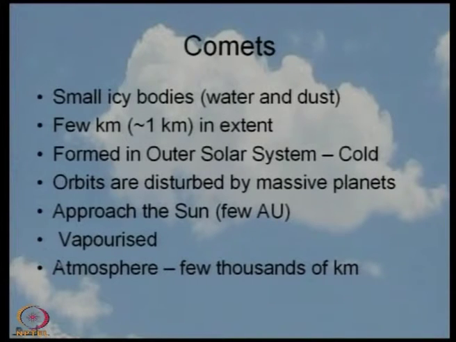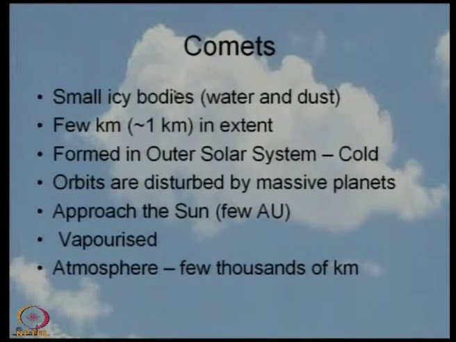Okay. So, that is a brief overview of asteroids. Now, next let us go on. The next thing that we are going to discuss are comets. So, what are comets? Comets again are small bodies, and they are mainly icy, unlike the asteroids which are made up of rocks and metals. They are mainly icy.